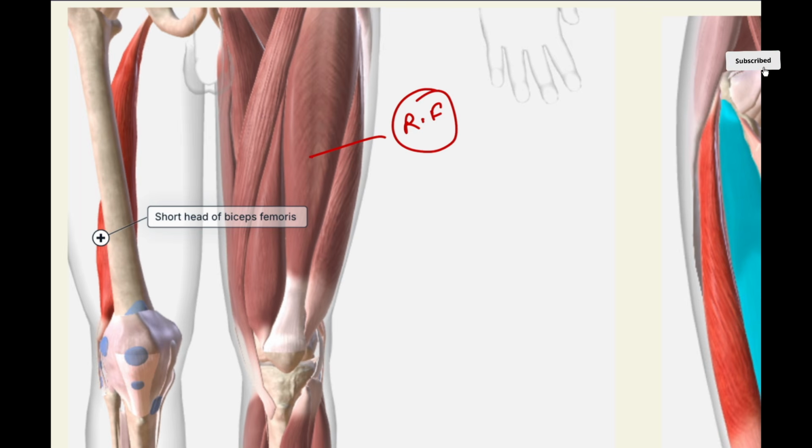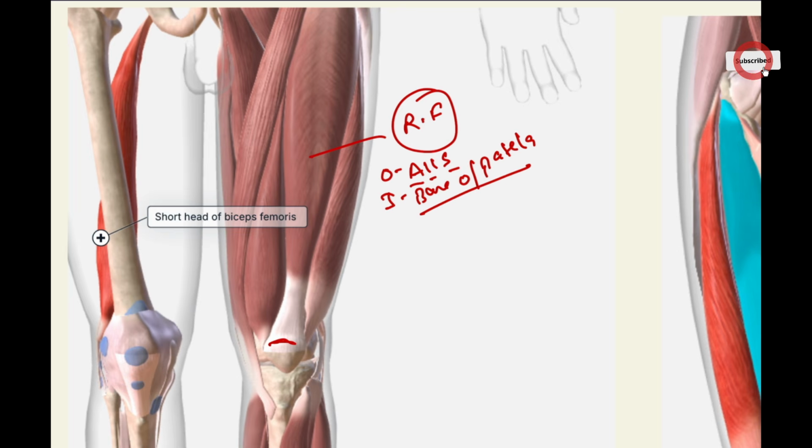It is coming from the AIIS. The origin is the AIIS, the anterior inferior iliac spine, and it inserts at the base of the patella. So this is the origin and this is the insertion, the base of the patella.